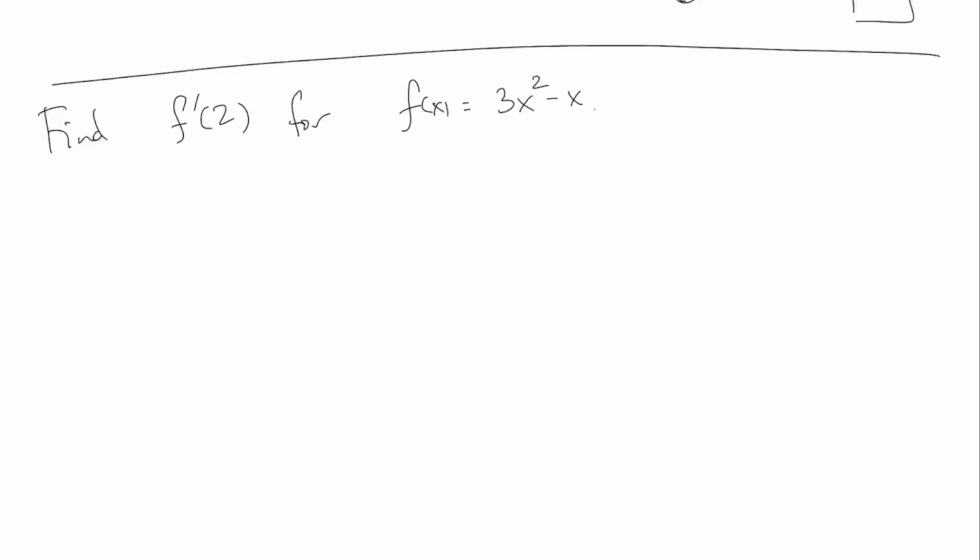Or if you prefer, here's another way that I could ask this question. Find the instantaneous rate of change for f of x equals 3x squared minus x at a equals 2. This is another way that you might see the same question written, just in words. f prime of 2 means instantaneous rate of change at the point 2. So these are the same question.